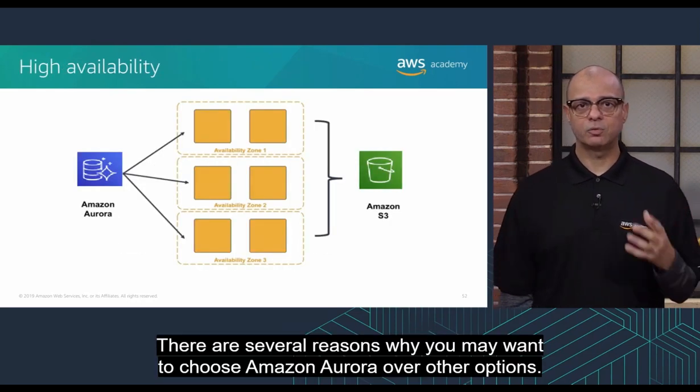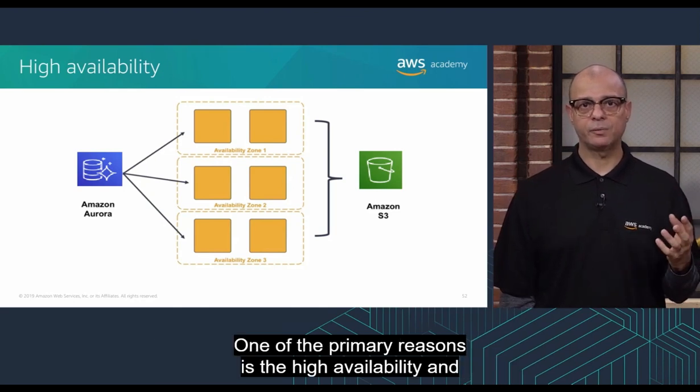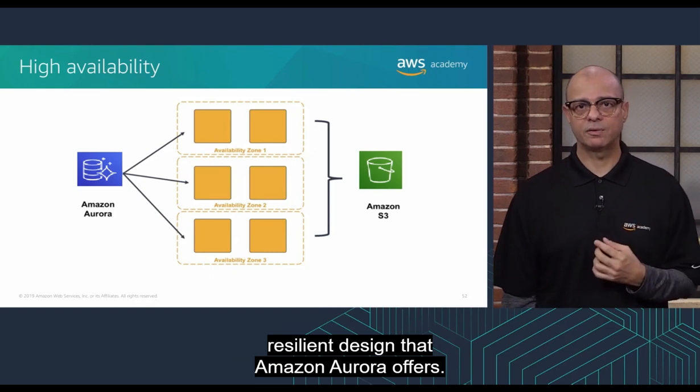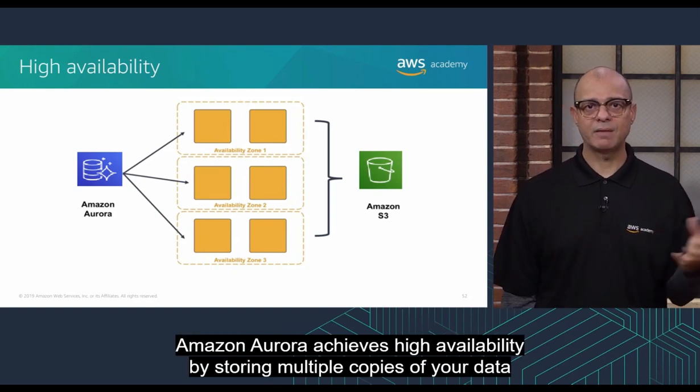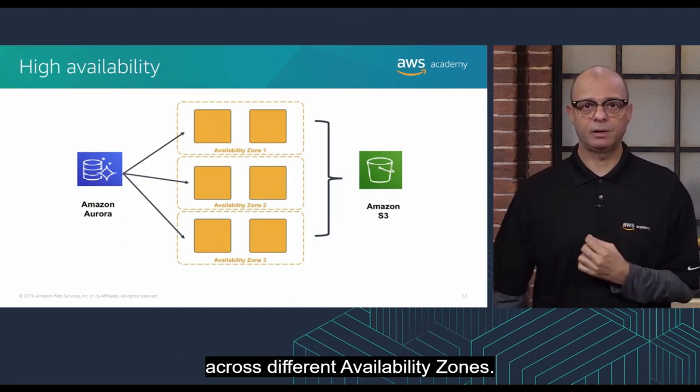There are several reasons why you may want to choose Amazon Aurora over other options. One of the primary reasons is the high availability and resilient design that Amazon Aurora offers. Amazon Aurora achieves high availability by storing multiple copies of your data across different availability zones.